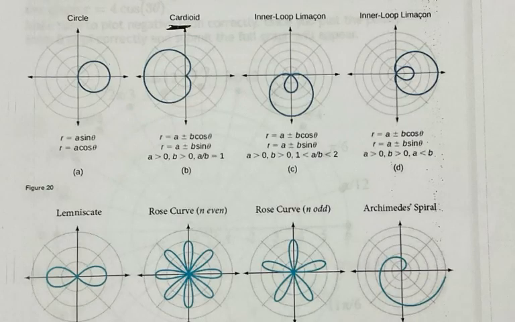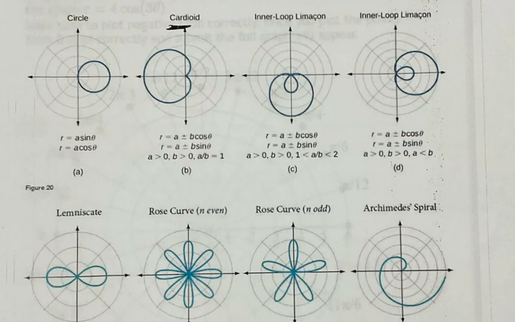I don't have any minuses. Everything's plus. I just flipped which one's bigger. If A is less than B, so if the number by itself is smaller, you get an inner loop. If the number by itself is bigger, you get what you just drew, which is not an inner loop. It looks more like a cardioid. It does look like a cardioid, but it's not an exact cardioid.